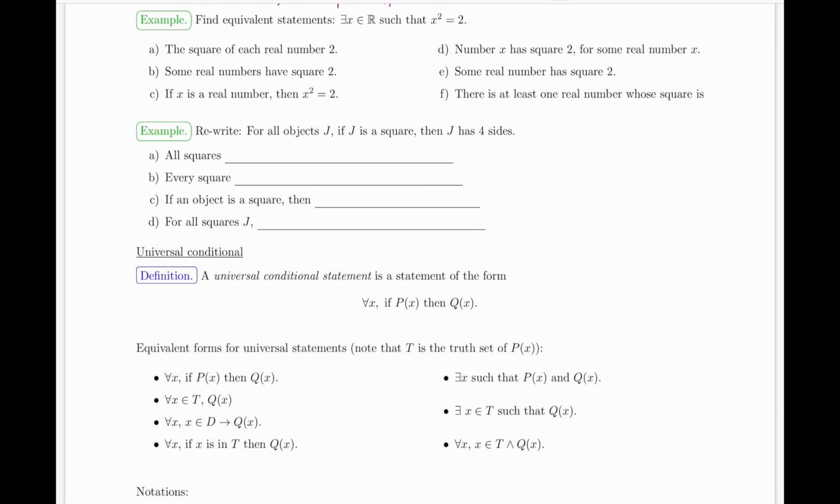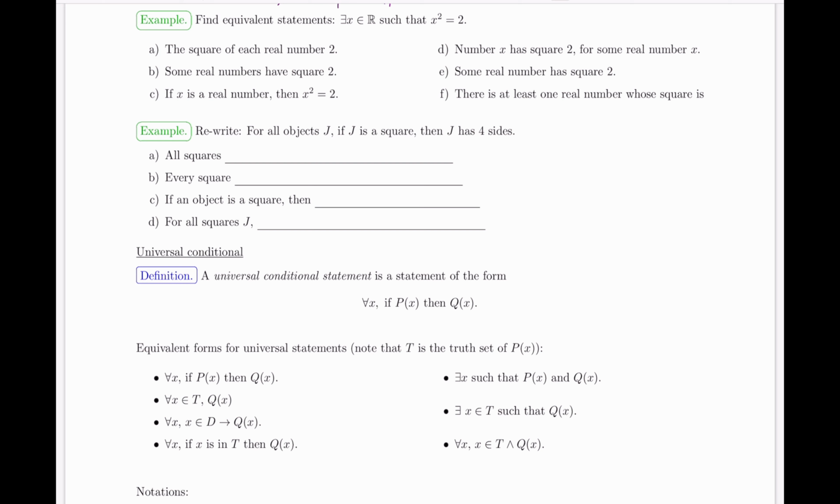Let's take a look at an example where we are given the symbolic form and asked to determine whether or not these statements are equivalent to the one stated. So there exists real numbers such that x squared is 2. Let's see what we have in terms of suggested potential equivalences. The square of each real number is 2.